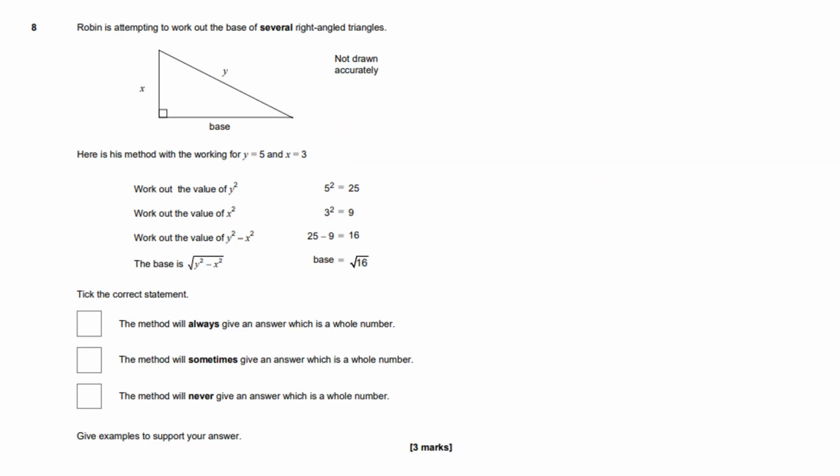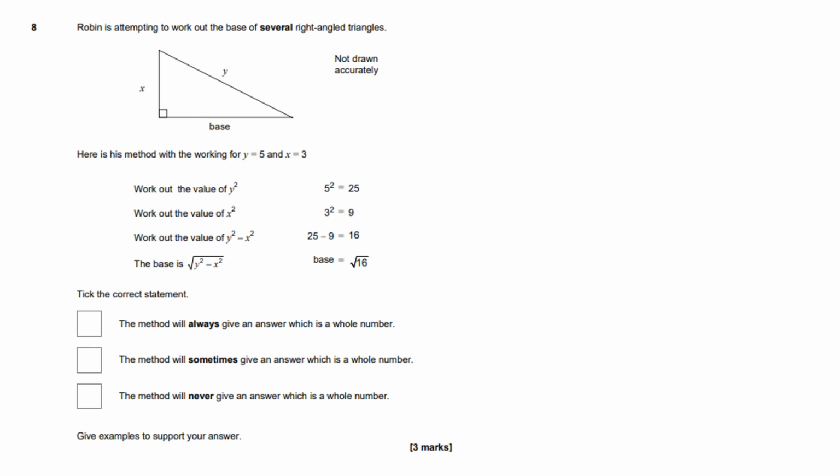Okay, so we have a Pythagoras theorem here where we need to make some comments. So we need to pick the correct statement. It says the method will always give an answer which is a whole number, the method will sometimes give an answer which is a whole number, and the method will never give an answer which is a whole number.